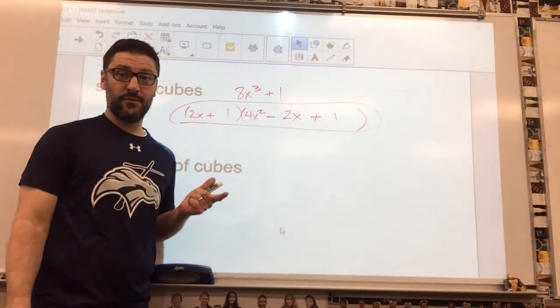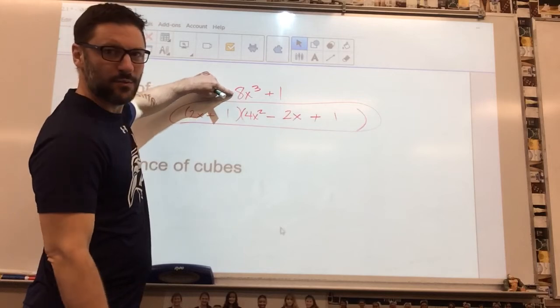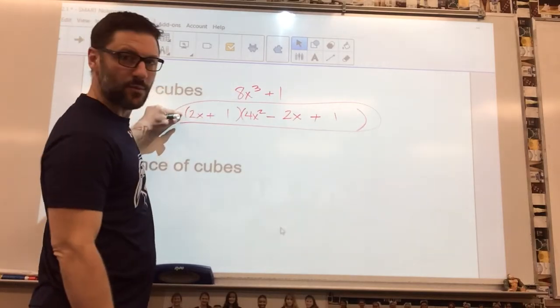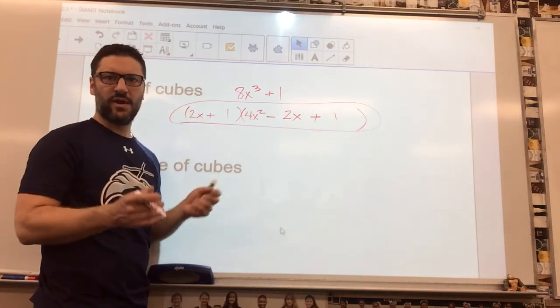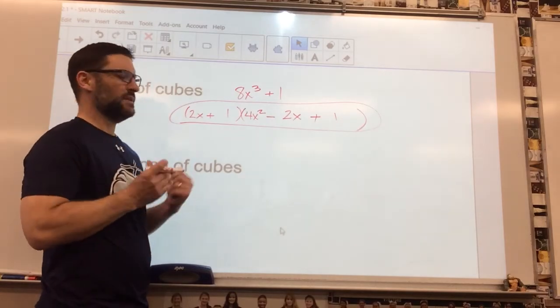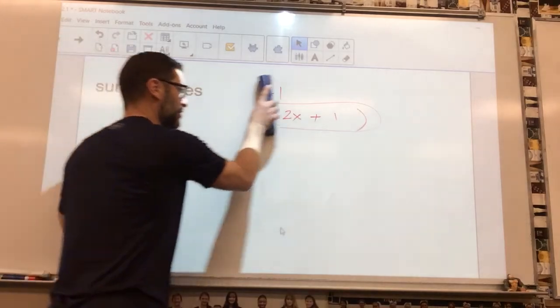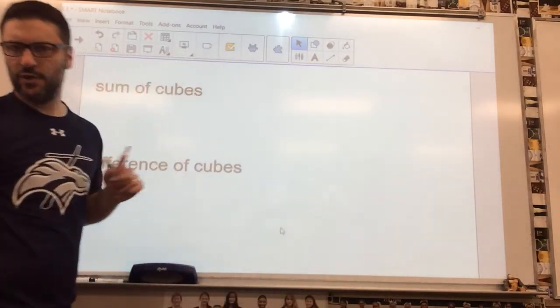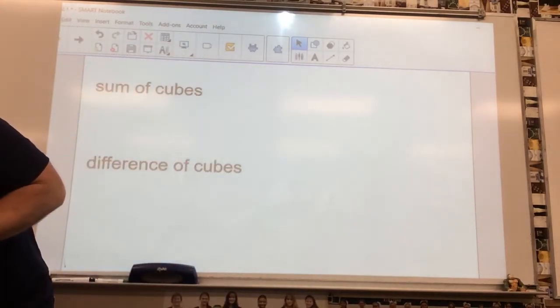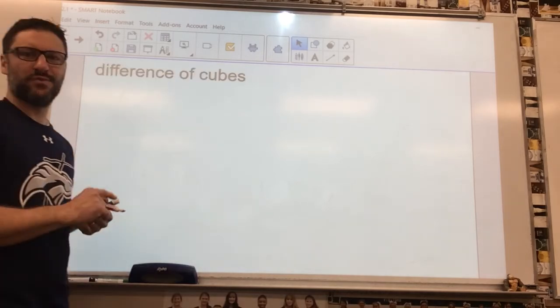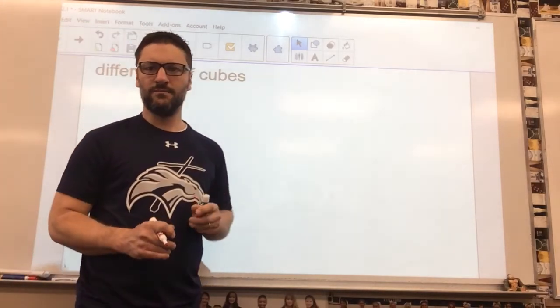Another way to check to see if we did this right, you could plug this in y1 in Desmos, you could plug this in y2 in Desmos, and you could see if the two graphs are right on top of each other. And if they are, we know we factored it right. All right, that's sum of cubes. Difference of cubes is basically the same thing, except there's a minus sign in between them. So we'll look at that.